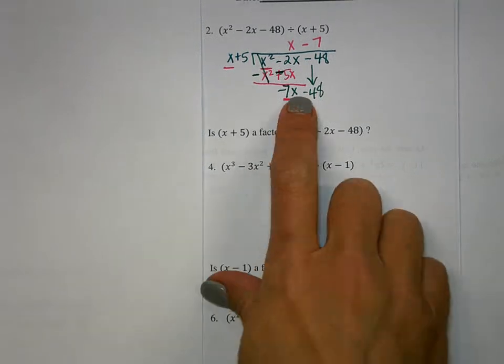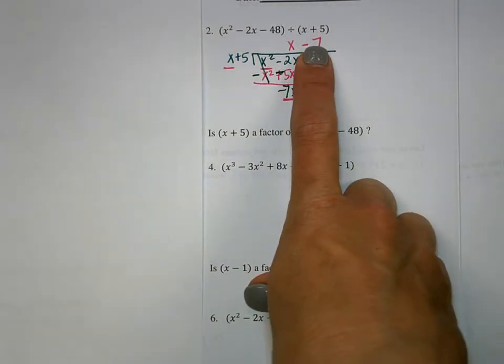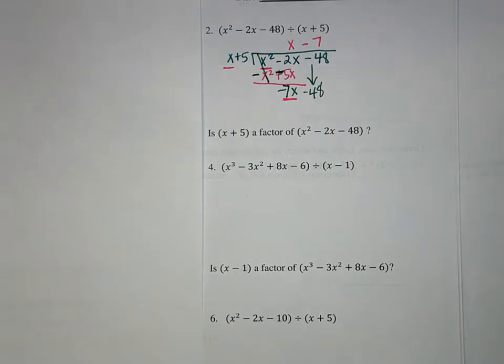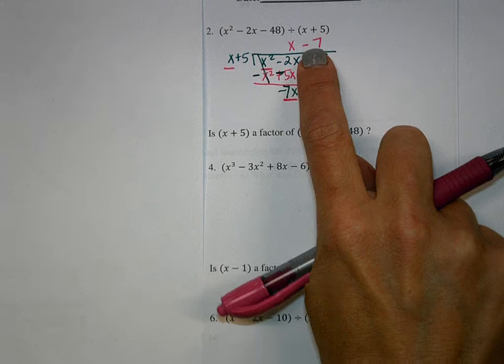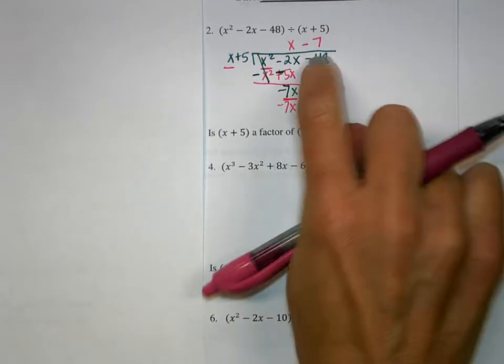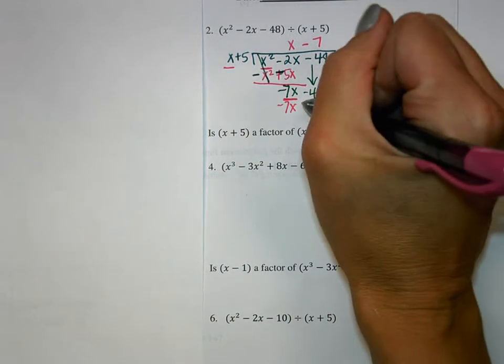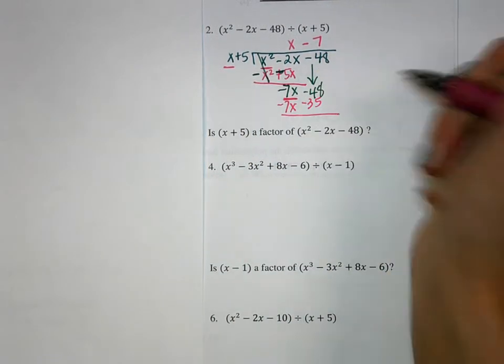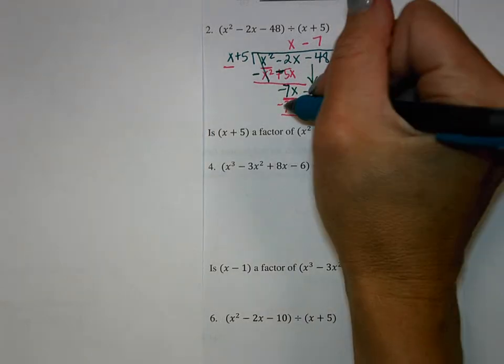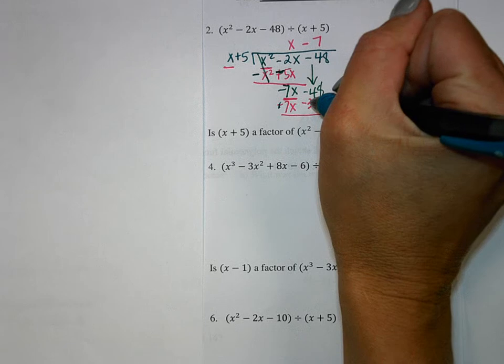All right, so here's negative 7. We all agreed with negative 7. What do I do with that negative 7 now? Multiply. Negative 7 times x is negative 7x. Negative 7 times 5 is negative 35. But we always need to subtract. And when we're subtracting, what actually happens to each of the signs? They change. Okay? So that means this one's going to change, and this one's going to change.